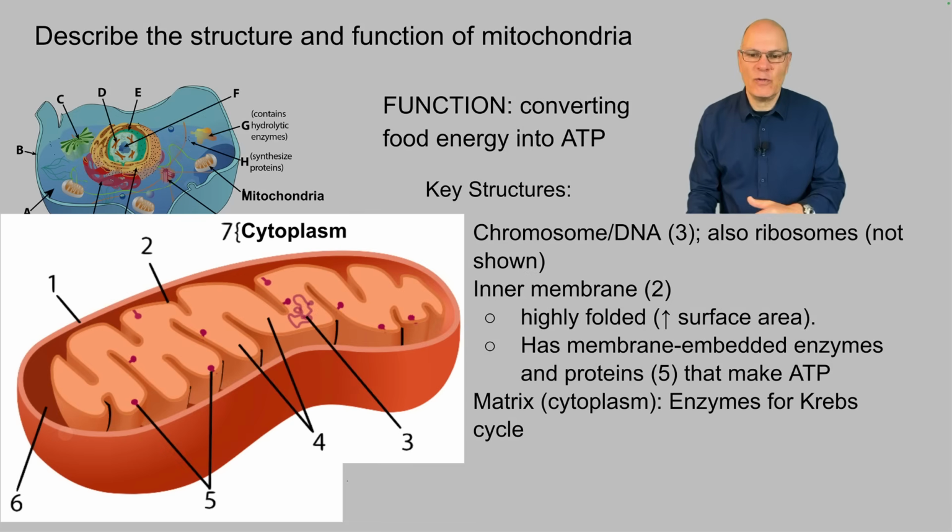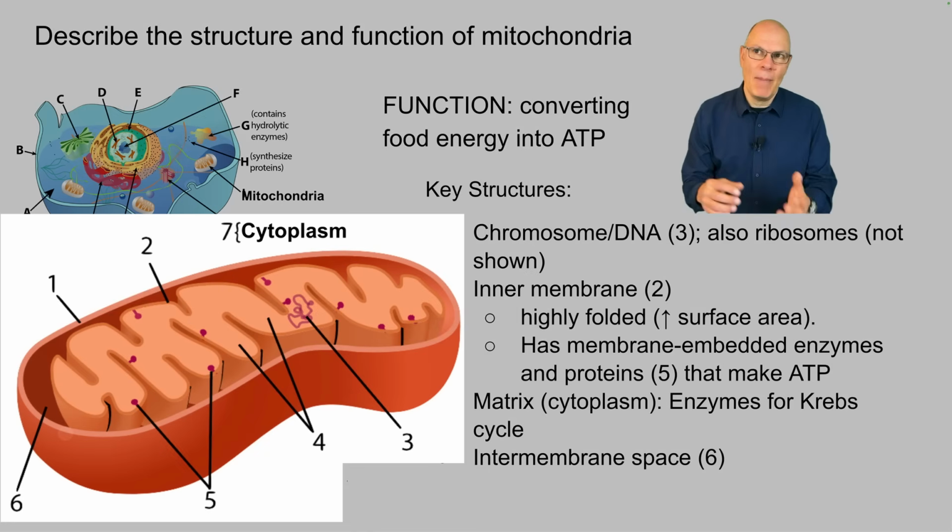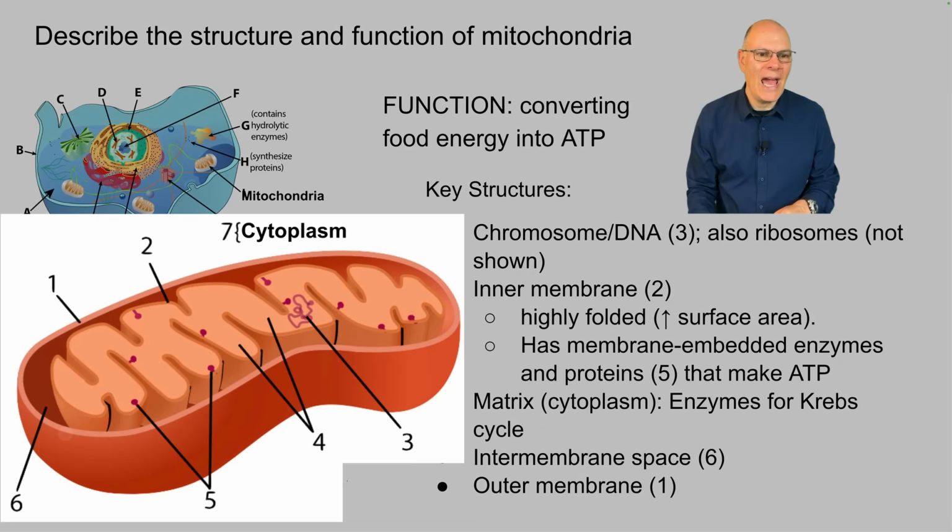It has enzymes for the Krebs cycle and enzymes that perform other functions. There's an intermembrane space, which is an important cellular compartment that enables the mitochondria to produce ATP. We'll see how that works in Unit 3. And there's an outer membrane that is a vestige of endosymbiosis.